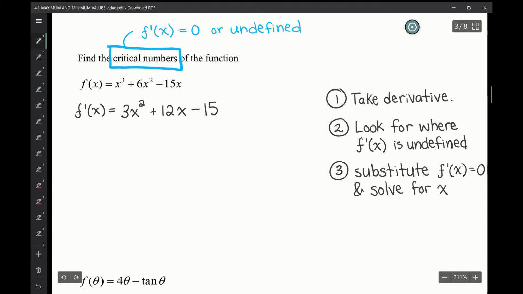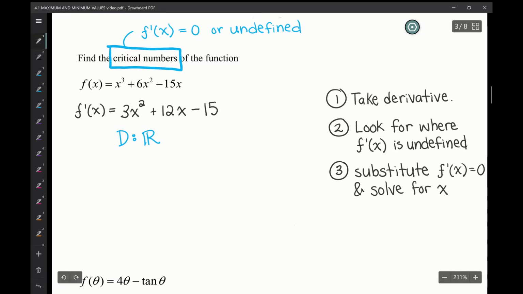I like to look for where my derivative is undefined before I look for where it's equal to 0. That's just my personal preference. So the domain of 3x squared plus 12x minus 15 is all real numbers since it's a polynomial. So there actually isn't anywhere where this derivative is undefined.